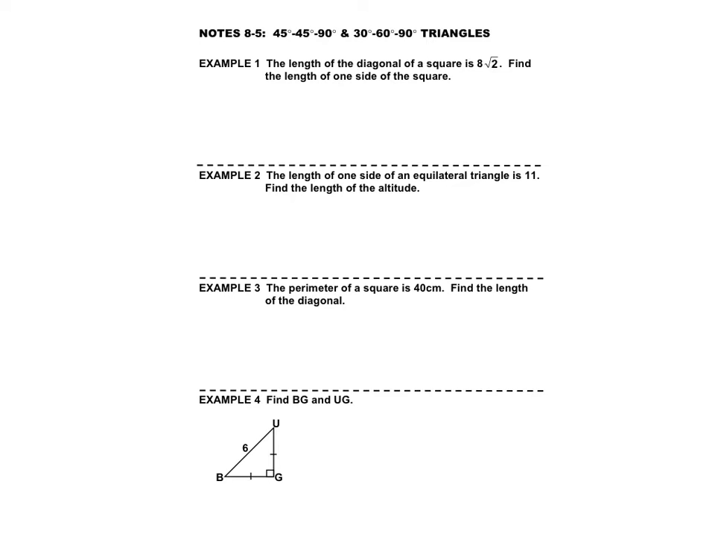All right, guys. So the last 2 days we've talked about our special right triangles, the 45, 45, 90, and the 30, 60, 90. Well, today we're going to combine those together, so you're going to have to be able to pick out which one to use. So let's start off with example 1.